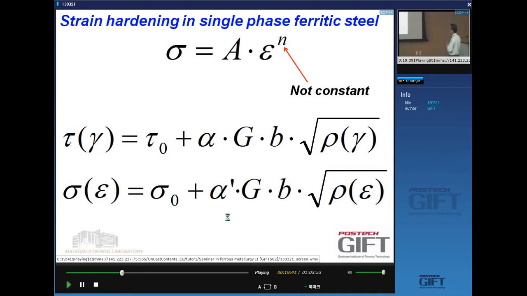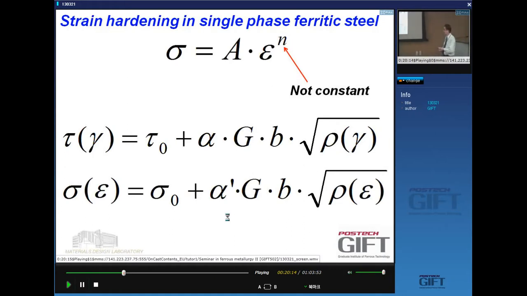And if you want to know the relation between stress and strain, you have to use this equation. There are two versions of the same equation. We'll use the tensile stress strain equation. We know that the equation of the tensile curve is given by this. It depends on the square root of the dislocation density.